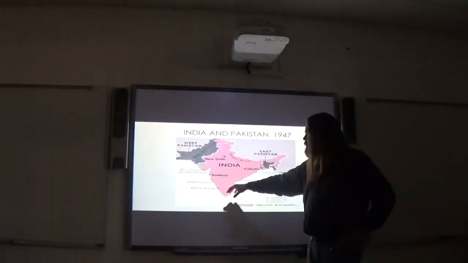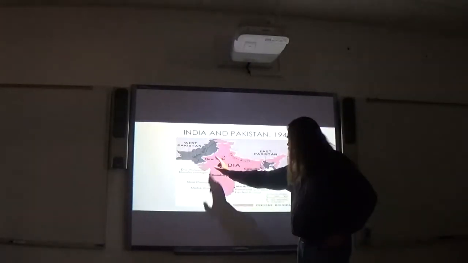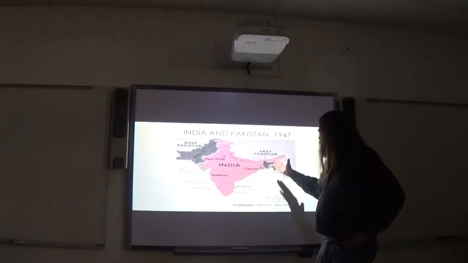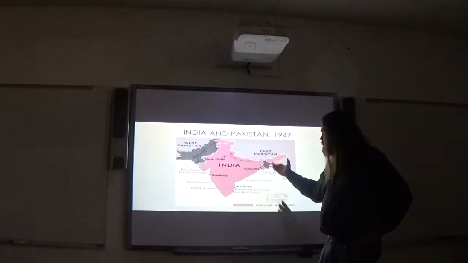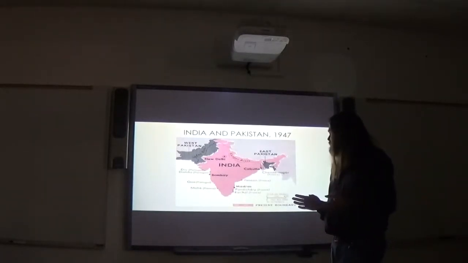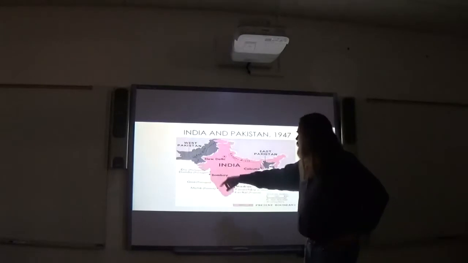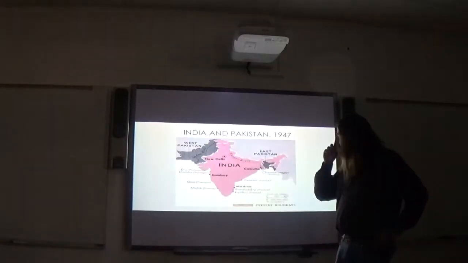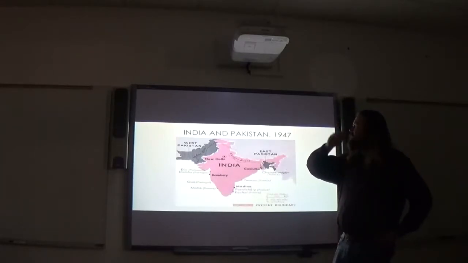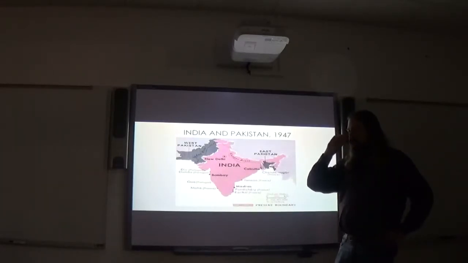So this is what the new map then looks like. And we see here on the map as well, there are still these Portuguese and French cities and outposts whose status remained unresolved. But yeah, the dark gray areas are Pakistan. The pink area is India. Now, certain parts remain disputed.